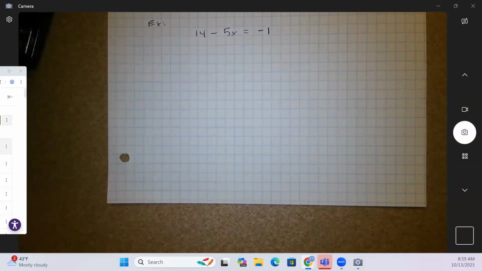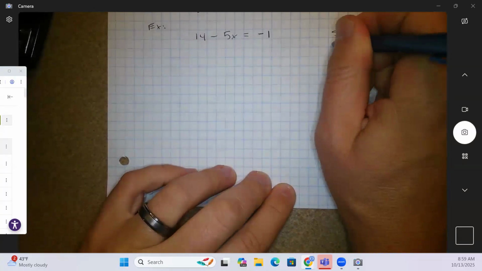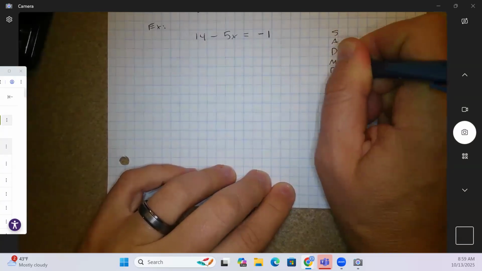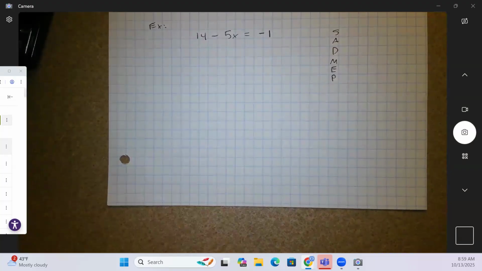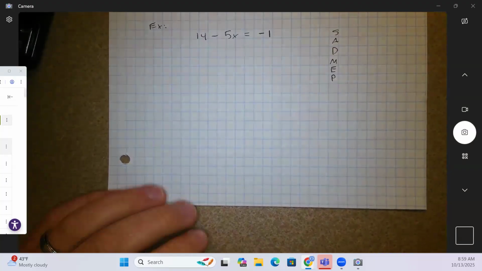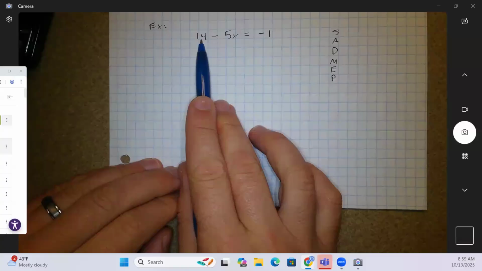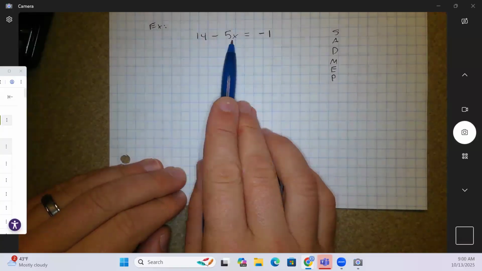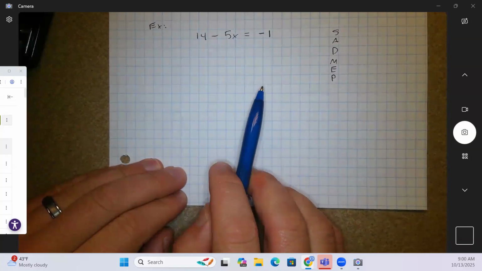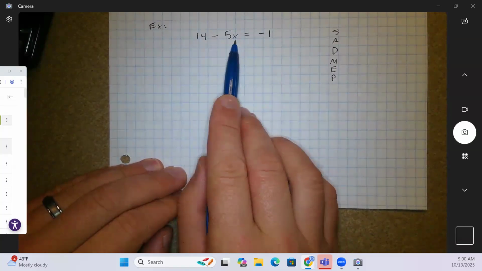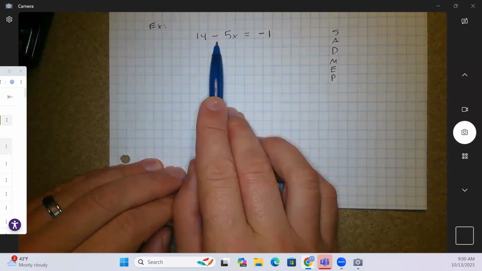Even though I showed you two different ways to do it, right? Let's work with some consistency when we can to build those skills. And let's work through SADMAP. But it's a little tricky here. Which one of these am I going to try to undo? The -5, because it's a subtraction?